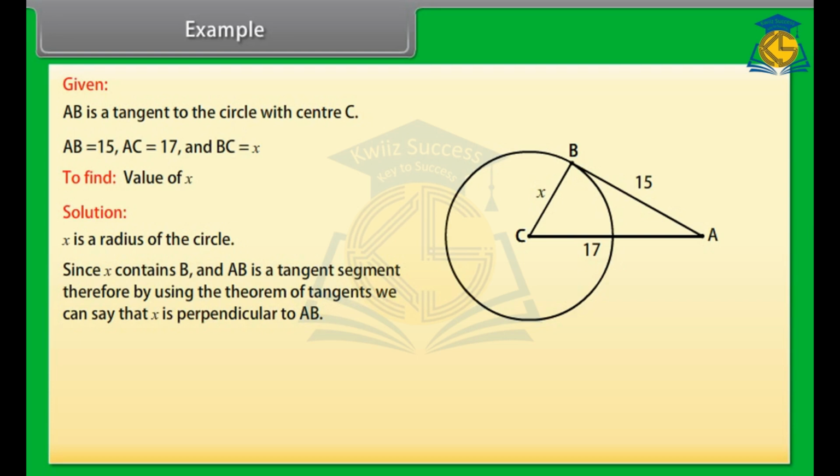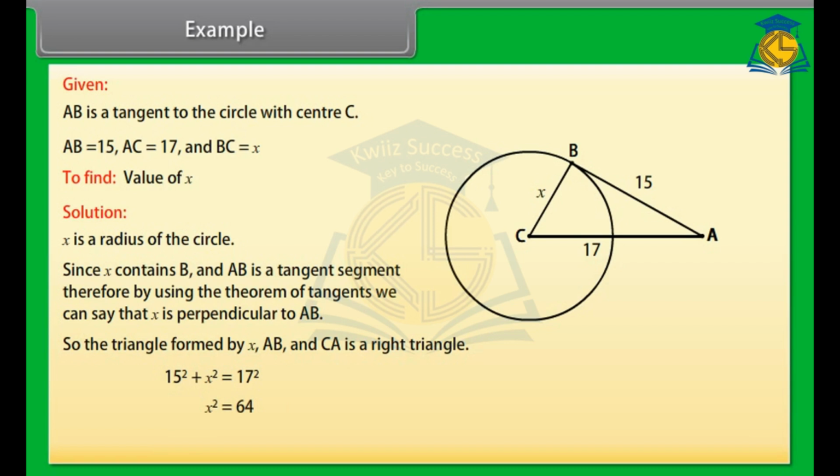Since X contains B and AB is a tangent segment, therefore by using the theorem of tangents, we can say that X is perpendicular to AB. So the triangle formed by X, AB and CA is a right triangle. Now by using the Pythagoras theorem, we get 15 square plus X square is equal to 17 square, or X square is equal to 64, which gives us X as 8.